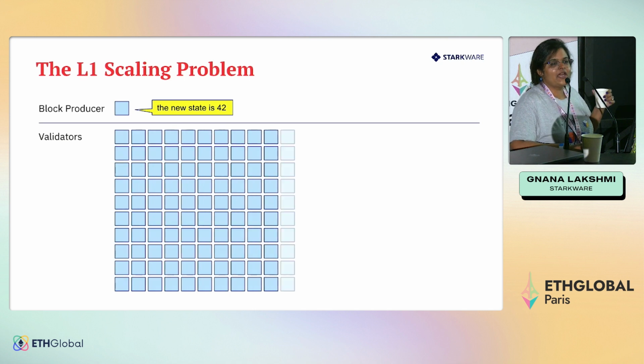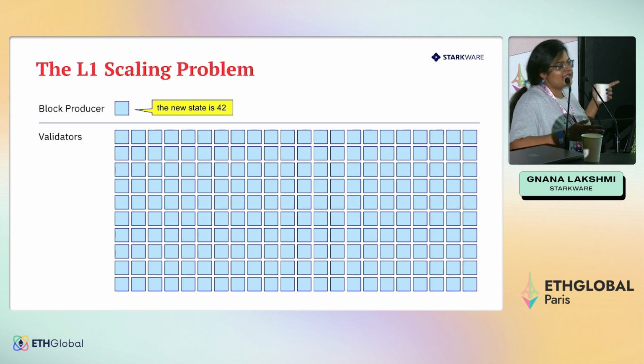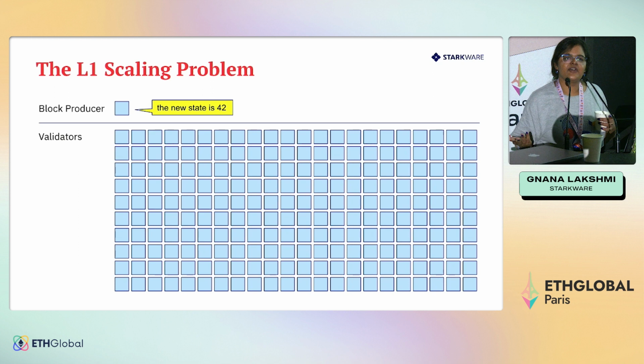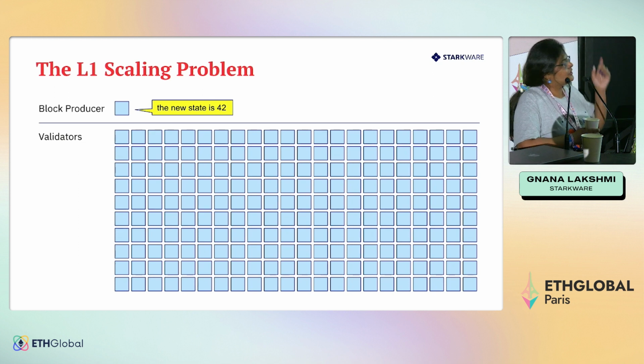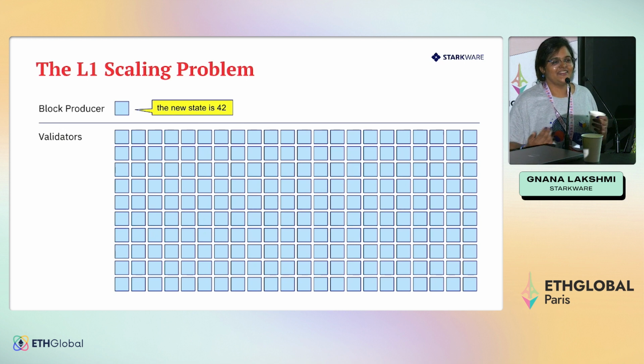And what happens in the system is the validators actually validate whether this new state is correct. And how do the validators validate? They're going to rerun the entire computation that this particular block producer actually ran in the first place. And I'm sure all of you already know that Ethereum has gotten congested more often than not in the past couple of years, especially when there have been huge launches, etc. And that's a huge bottleneck in L1s.